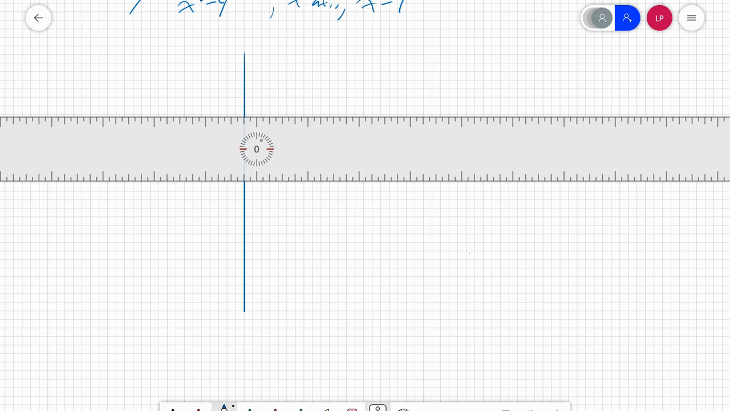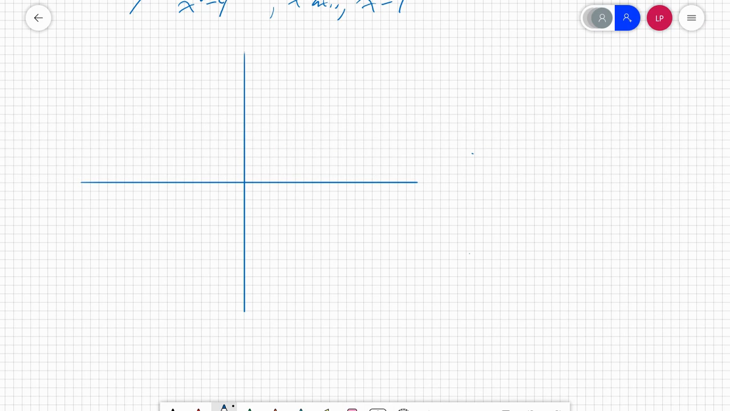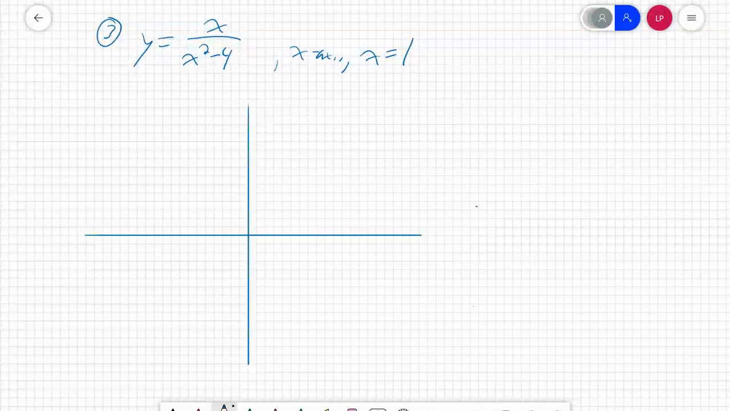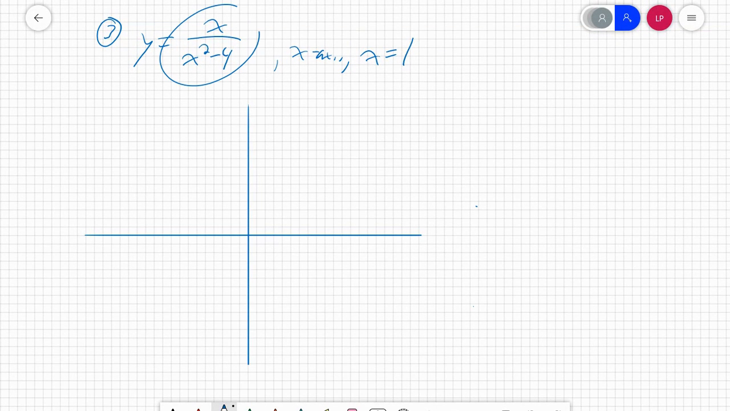So this is going to be an XY axis just to get an idea of what this is going to look like. And I want to graph what I know about this. What you may remember from pre-calc is that you have an x-intercept of 0, 0, and you have vertical asymptotes at x is equal to 2 and x is equal to -2.